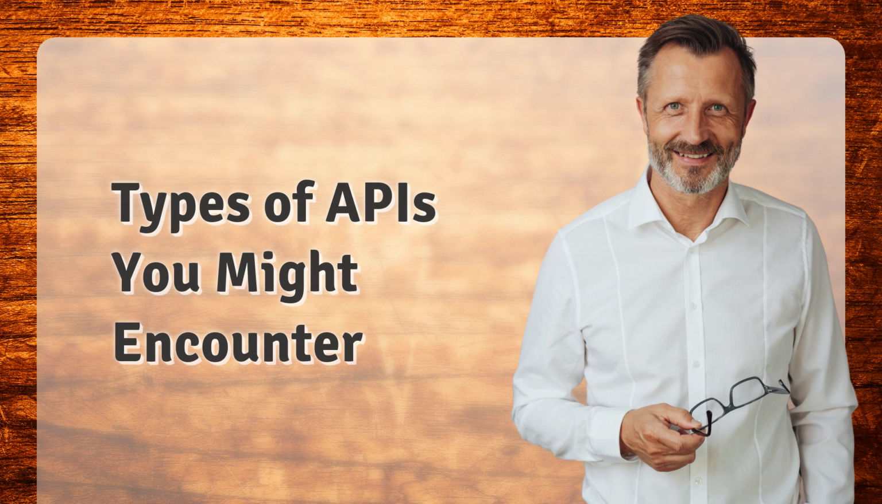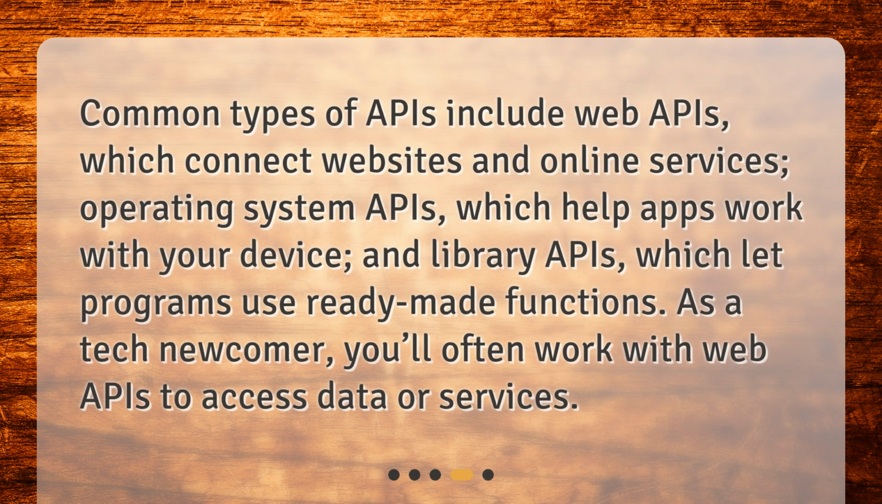Types of APIs you might encounter. Common types of APIs include web APIs, which connect websites and online services, operating system APIs, which help apps work with your device, and library APIs, which let programs use ready-made functions. As a tech newcomer, you'll often work with web APIs to access data or services.